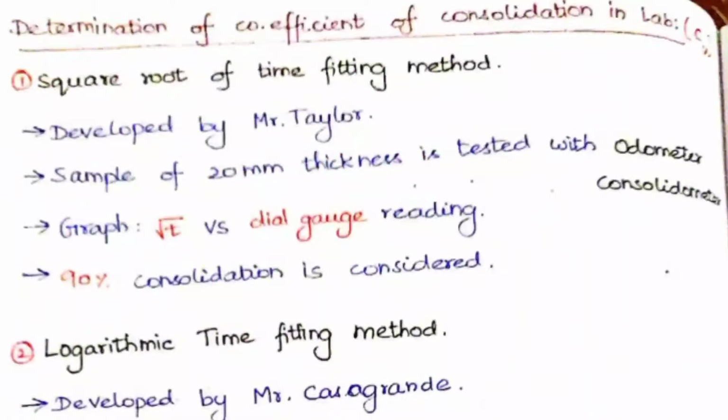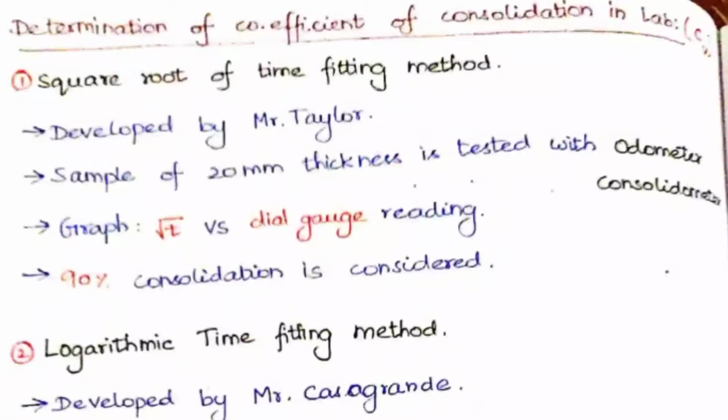And then the determination of the coefficient of consolidation, that is Cv, can be done by some methods. So we are going to see that. The first one is the square root of time fitting method. This was developed by Mr. Taylor, and a sample of 20 mm thickness is tested with an odometer, the consolidometer, and the graph is plotted with respect to root of t and the dial gauge reading we are getting from the meters. So here only 90% consolidation is considered.